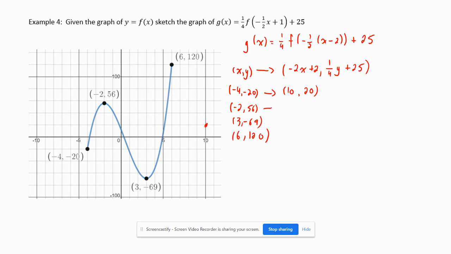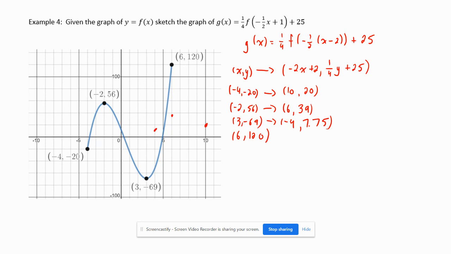Okay, next points. We have negative 2 plus 2 is 0... Negative 4 plus 2 is 6. 1/4 of 56 is 14, plus 25 is 39. So 6, 39 will be approximately here. We have negative 6 plus 2 is negative 4. Just going to do this one on my calculator here. So 1/4 times negative 69 plus 25 is 7.75. Negative 4, 7.75 will be about here.